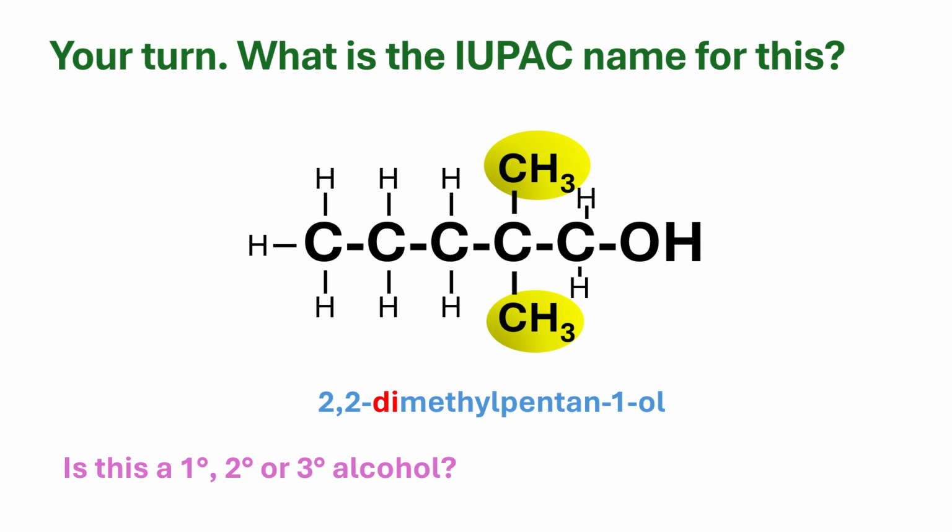And last thing, would you consider this a primary, secondary, or tertiary alcohol? This is just another shorthand to write primary, secondary, and tertiary, by the way. And now you've got it. C with OH is only bonded to another carbon because those branches are coming off from the main carbon too. So this must be a primary structure.